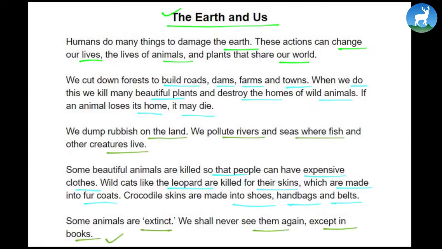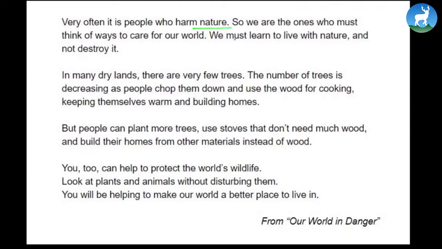So that was the first portion of the article called The Earth and Us. Let us go on studying this. Very often it is people who harm nature. So we are the ones who must think of ways to care for our world. We must learn to live with nature and not destroy it.